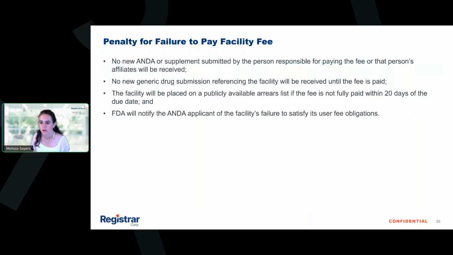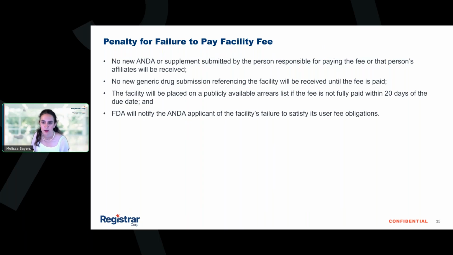There are several consequences for failure to pay a facility fee. In addition to what is listed on this slide, all FDFs or APIs manufactured in a non-paying facility and all FDFs containing APIs manufactured in such a facility will be deemed misbranded. This means that it will be a violation of federal law to ship these products in interstate commerce or to import them into the United States. Such violations can result in prosecution of those responsible, injunctions, or seizures of misbranded products.